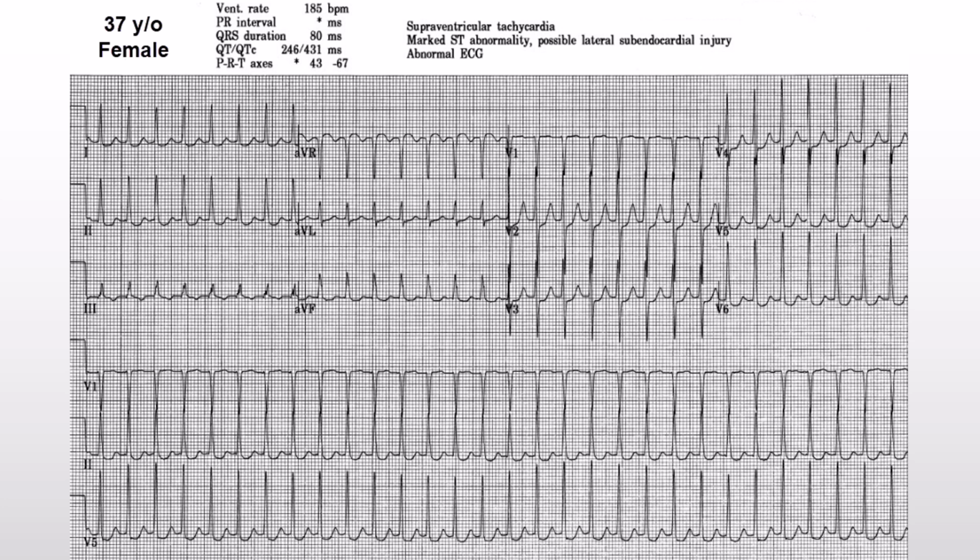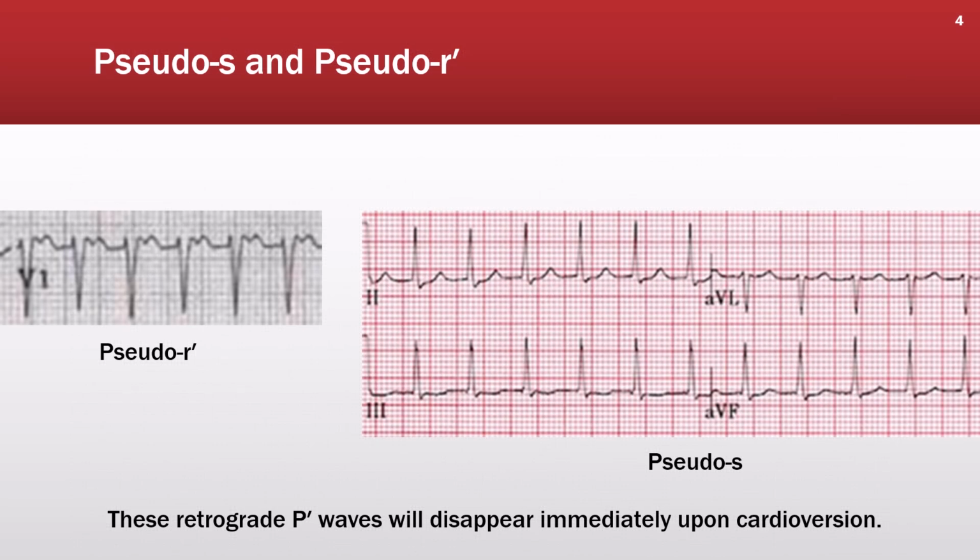But you can occasionally see retrograde P waves during an AVNRT, except they won't look anything like what we think of as a P wave. The retrograde P waves, when present, will appear right at the end of the QRS interval, right about the J point. You may see some in the inferior leads, especially in lead 2.